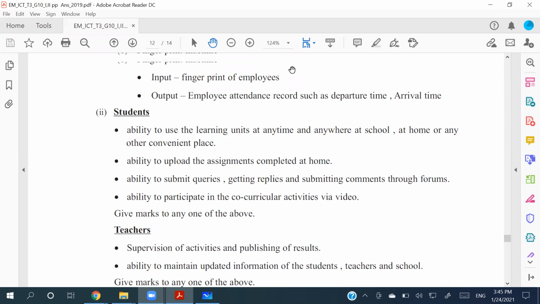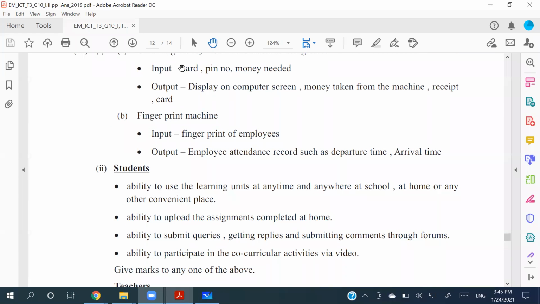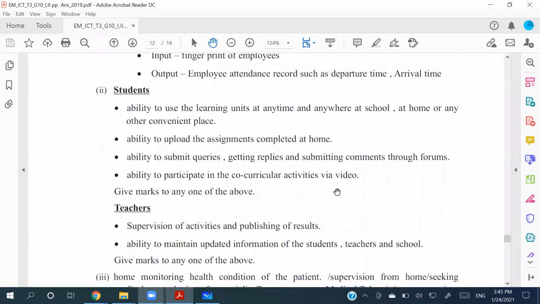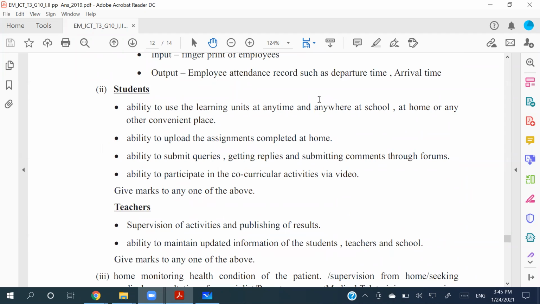It's 2 marks, 0.5 for each input and output. A part, take input and output, 0.5 and 0.5. B part, take input and output, 0.5 and 0.5. So altogether 2 marks. So ability to submit queries and all these things. It's 0.5.